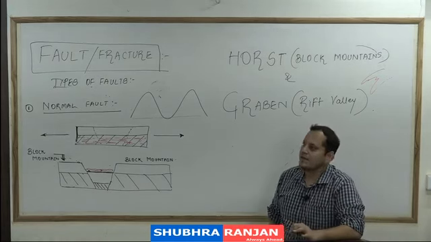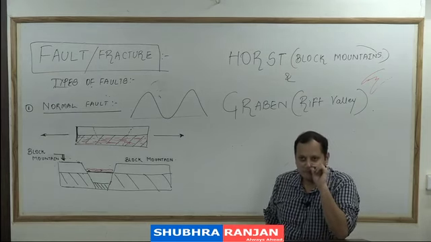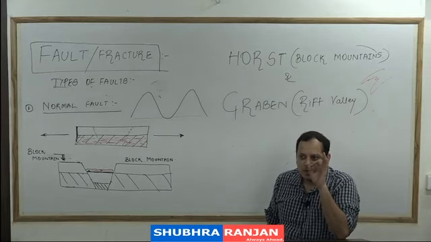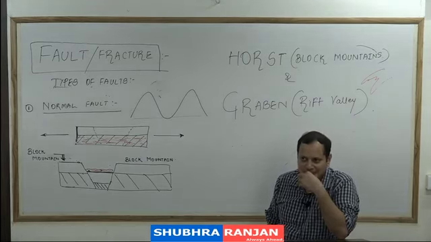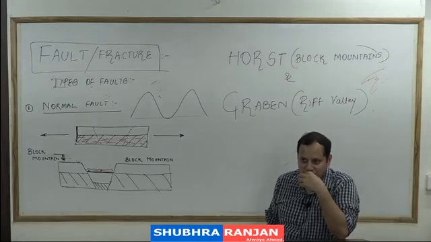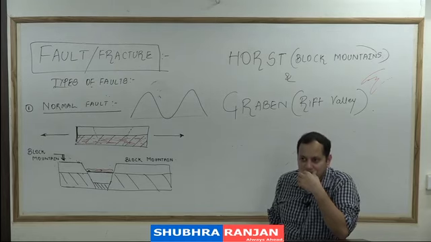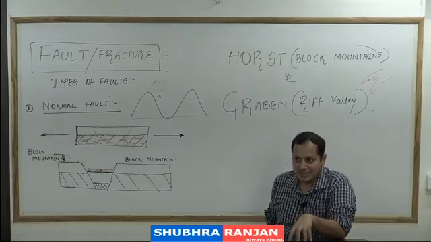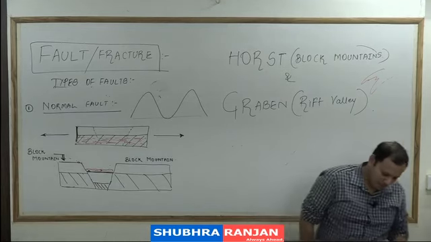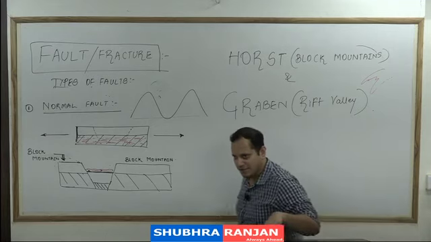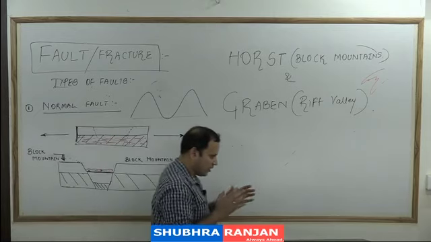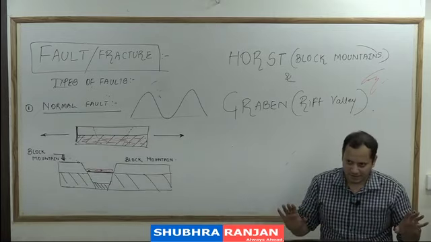Next point. Normal fault. As it is caused by tensional forces, it will result in elongation of Earth's crust. Fine with this?